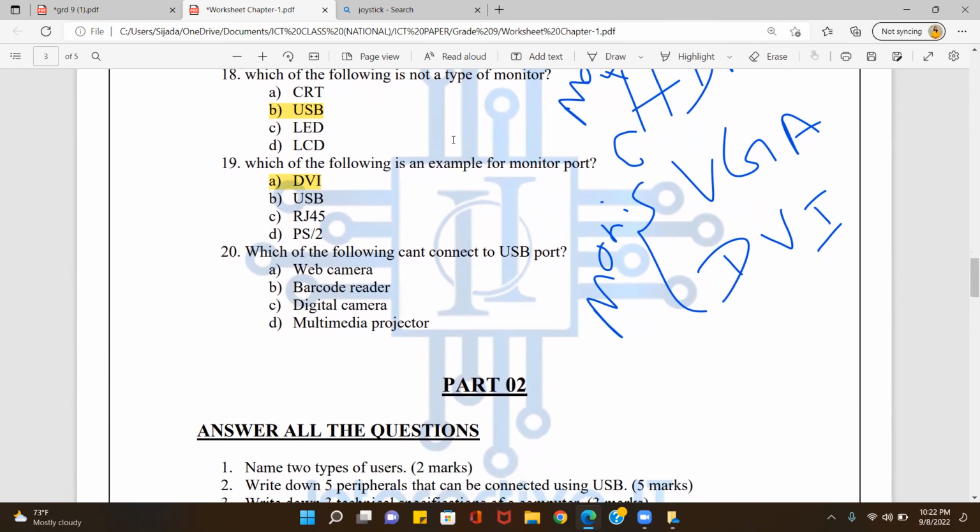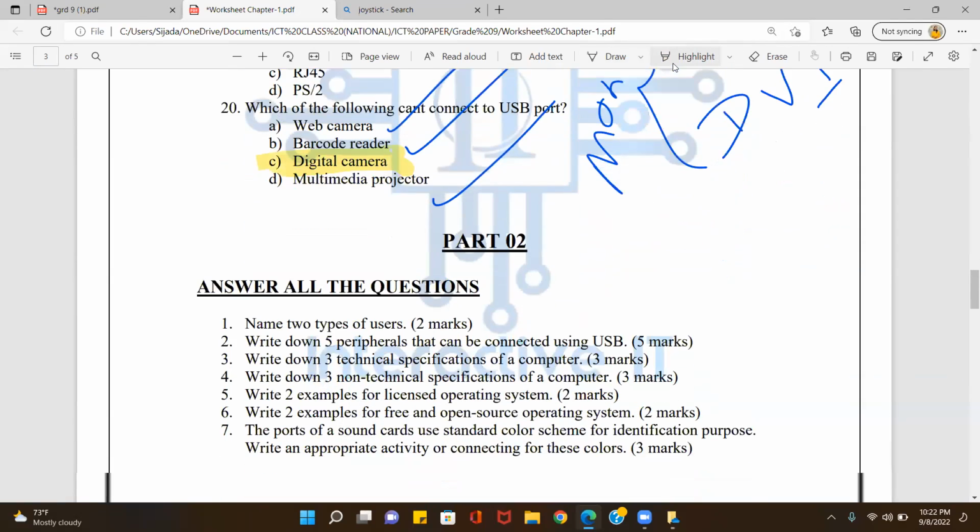Barcode reader, digital camera, multimedia projector, web camera. Web camera, you can connect. Barcode reader, you can connect. Multimedia projector, you can connect. But a digital camera, you can't. That is why we remove the SD card and use the SD card reader to read it, right? So that is because a digital camera cannot be connected.